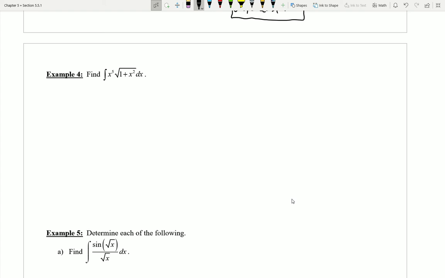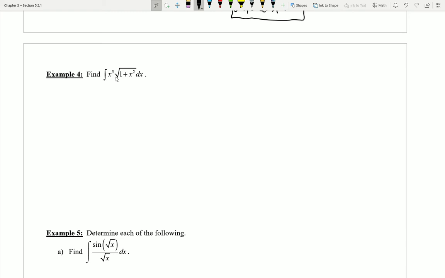Example number 4 here is going to be probably one of our most difficult u-substitution type problems that we're going to have in this entire semester. And we'll see the reason for this right away. Let's take a look here at the integral that I'm working with.